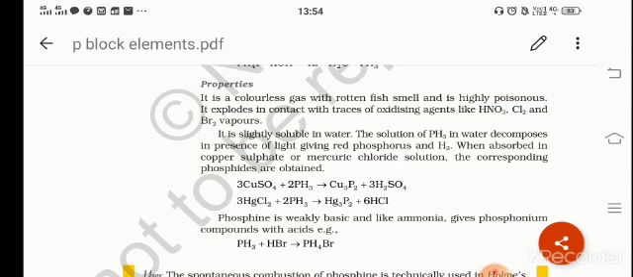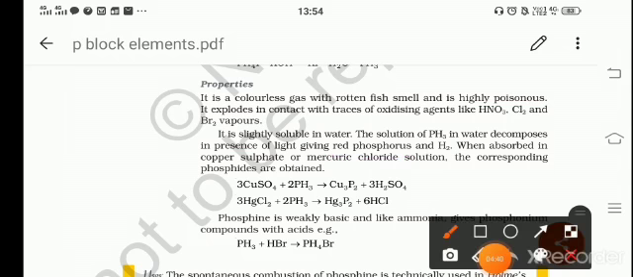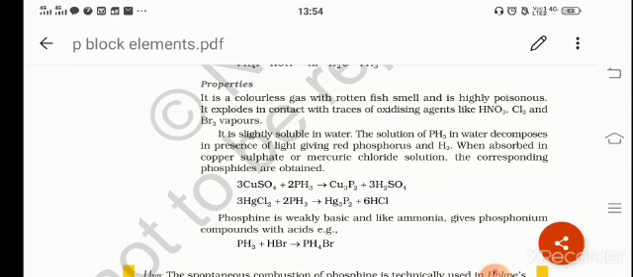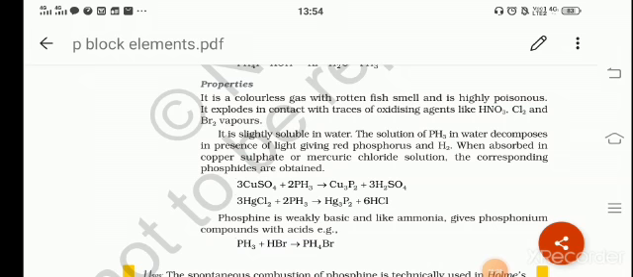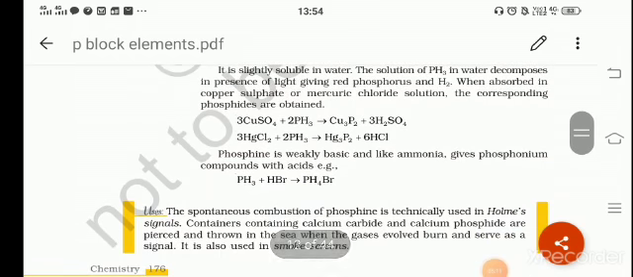But when absorbed in copper sulfate and mercuric chloride solution, the corresponding phosphides are formed, as shown in the reactions. Copper sulfate, when treated with phosphine, gives copper phosphide and sulfuric acid. Mercury chloride, when treated with phosphine, gives mercury phosphide and HCl. Phosphine is weakly basic like ammonia and gives the phosphonium ion. This shows that phosphine is also basic in nature. When it reacts with HBr, it gives the salt.